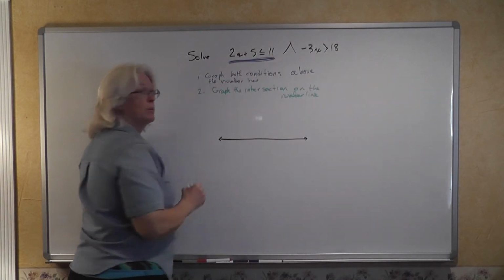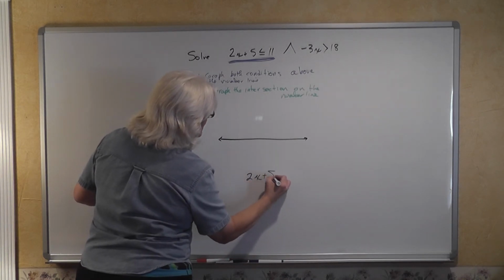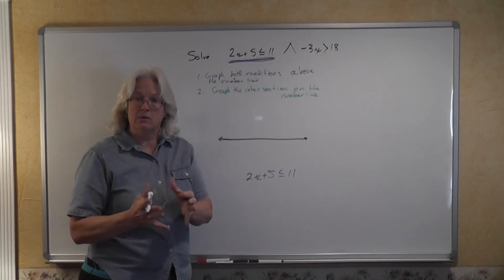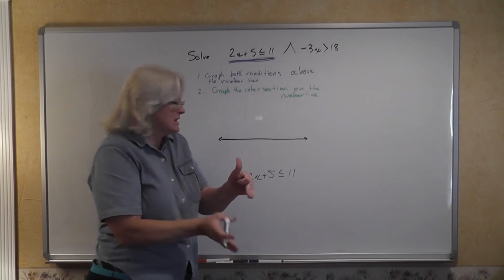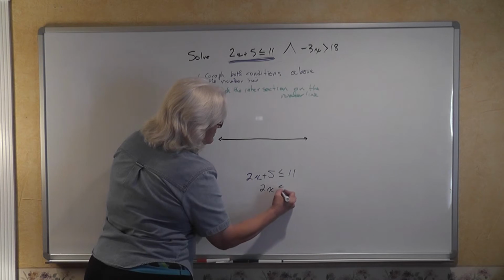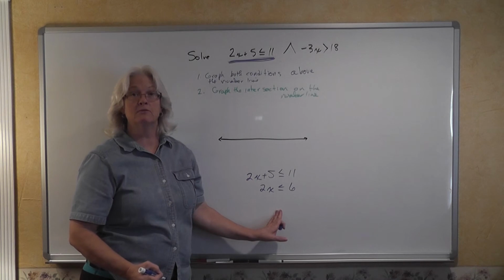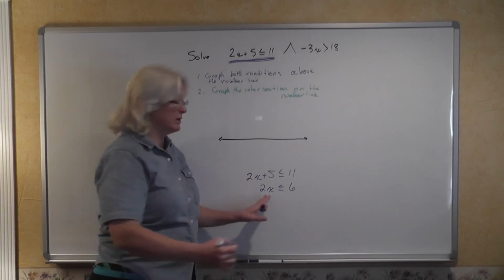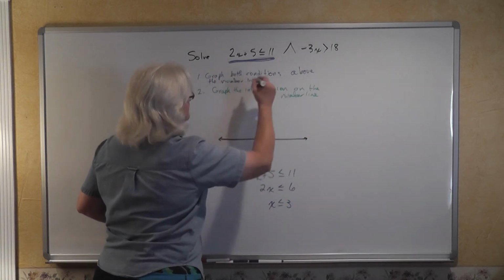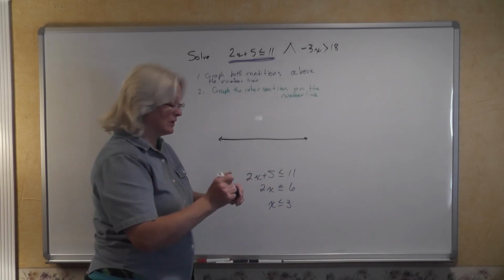We have an inequality that we have to solve. We have 2x plus 5 less than or equal to 11. We need to get this down to where we have x by itself. We subtract the 5 from both sides of this inequality, and we have 2x is less than or equal to 6. Now we're going to divide both sides by 2, and we end up with x less than or equal to 3. We're going to be able to graph this momentarily.